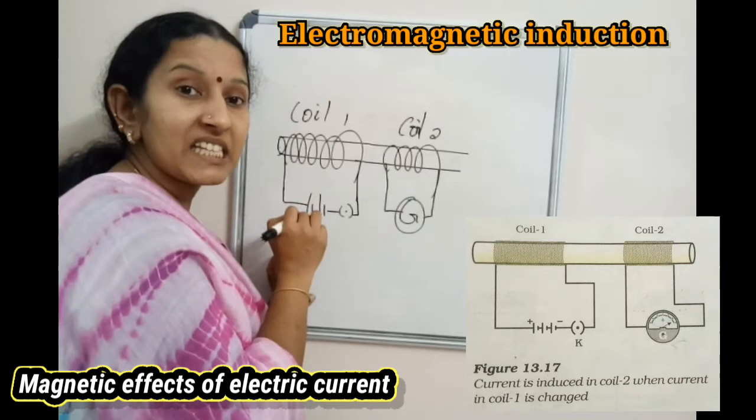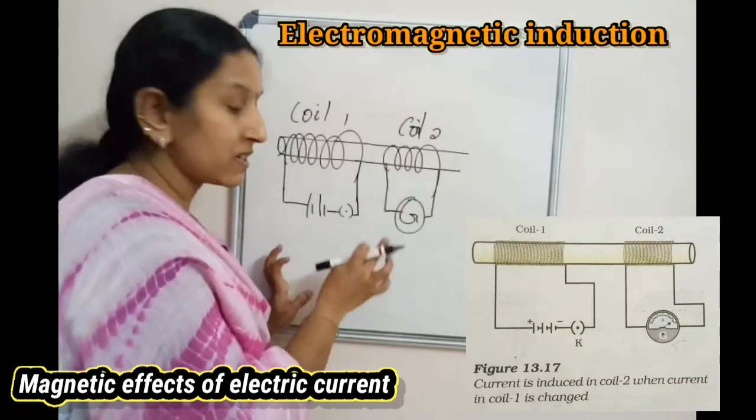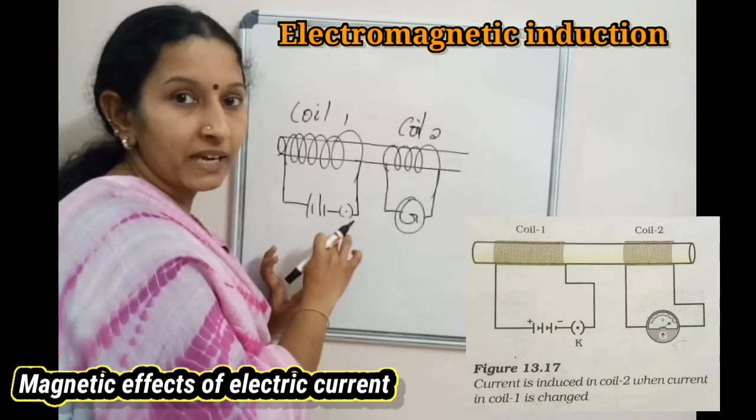So when we change the current in coil 1, that means starting and stopping, or plug in or plug out.